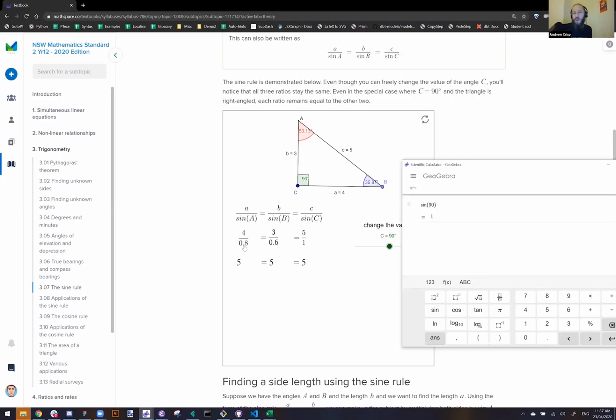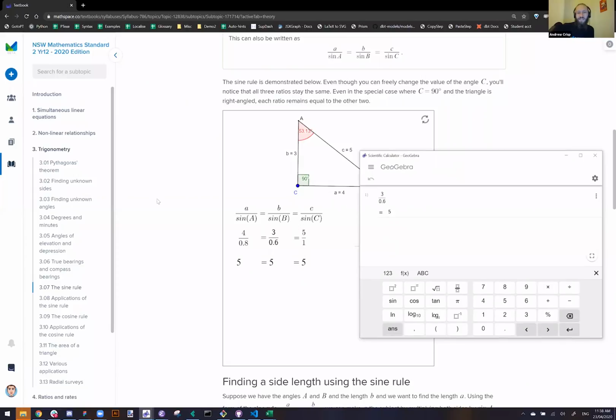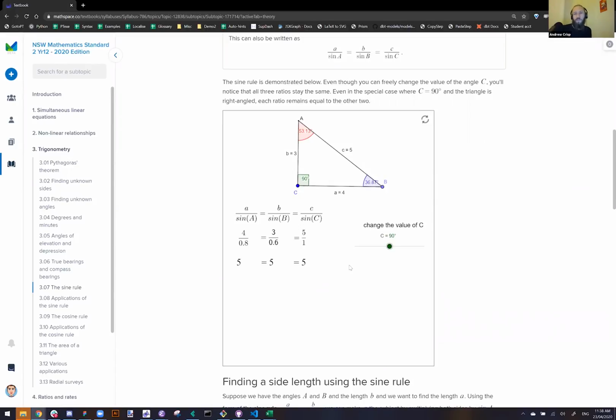So 4 divided by 0.8, let's see what that is. Again, we're not trusting this applet here. It's 5, okay. What about 3 divided by 0.6? 5. 5 divided by 1, okay, I'm going to trust them on that. So that's kind of funny that each of these ratios comes out to the same value.